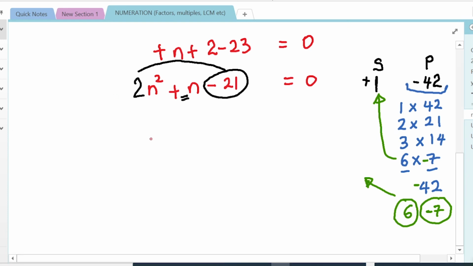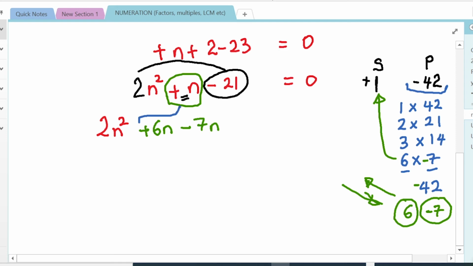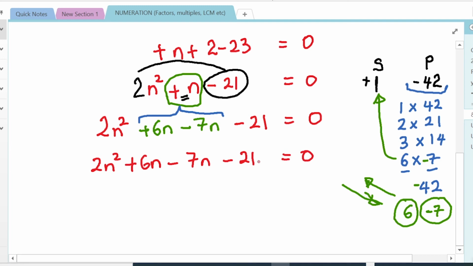So it means we come back to our working. It's going to become 2n squared. The middle part here, plus n, is going to be replaced by these roots, so it becomes plus 6n minus 7n. Take note that this plus 6n and this minus 7n is still going to give us plus n up there. Then we continue, minus 21 is equal to 0. So it becomes 2n squared plus 6n minus 7n minus 21 is equal to 0.